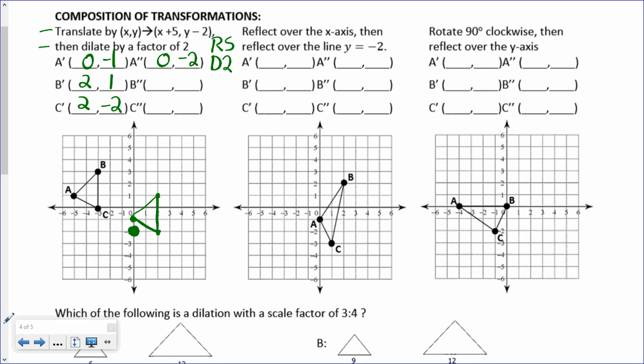What about 2, 1? What happens when I dilate that by 2? 4, 2. Multiply times 2, and you get a new point. 4, 2. Just draw this point heavily, a little bit bigger, or with a different color. And then what about C double prime? 4, -4. Again, multiply everything by 2. So when you connect the dots to draw this triangle, that would be your final answer.